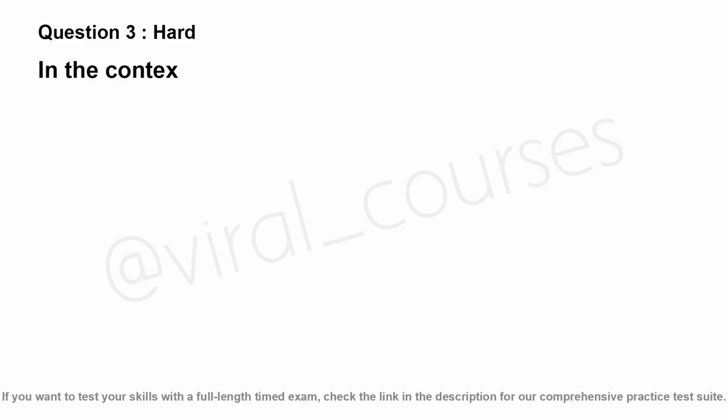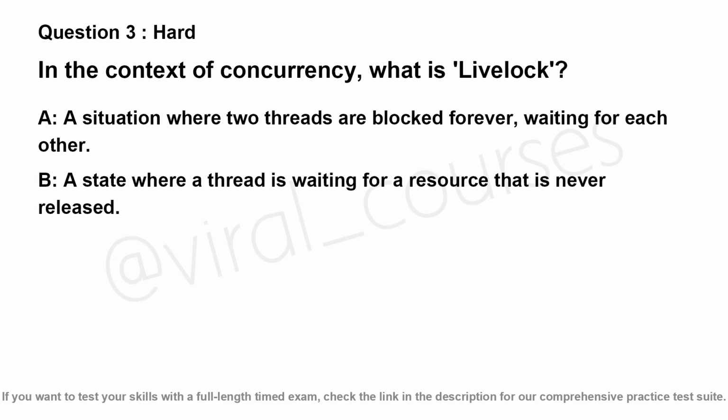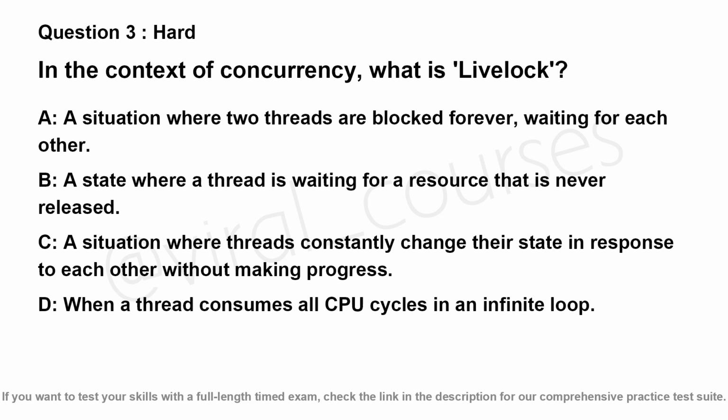In the context of concurrency, what is livelock? Option A, a situation where two threads are blocked forever, waiting for each other. Option B, a state where a thread is waiting for a resource that is never released. Option C, a situation where threads constantly change their state in response to each other without making progress. Option D, when a thread consumes all CPU cycles in an infinite loop.